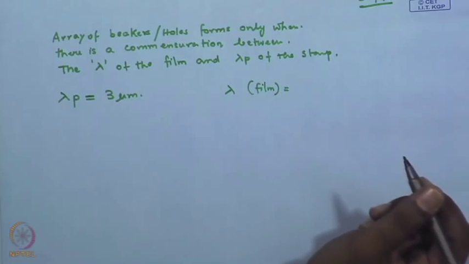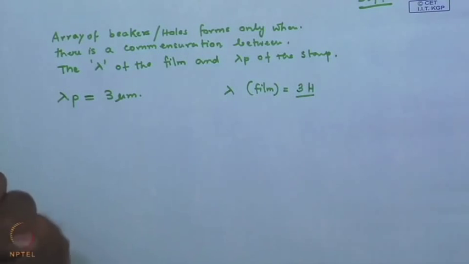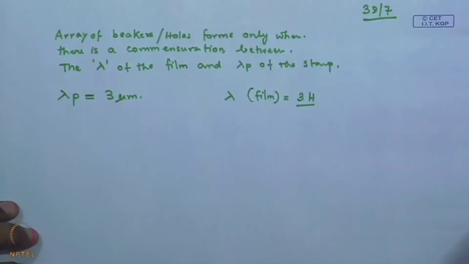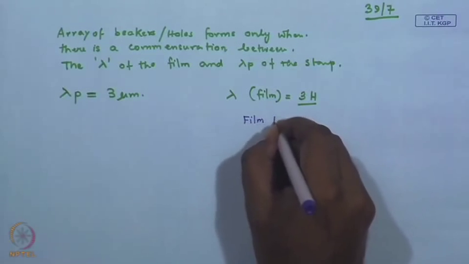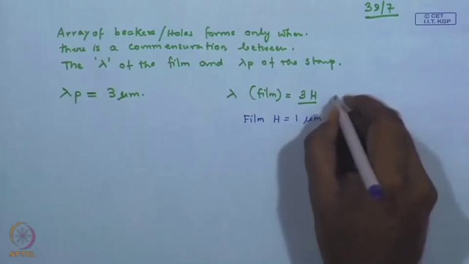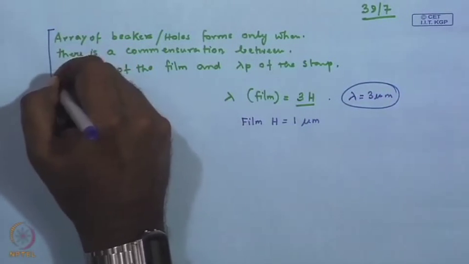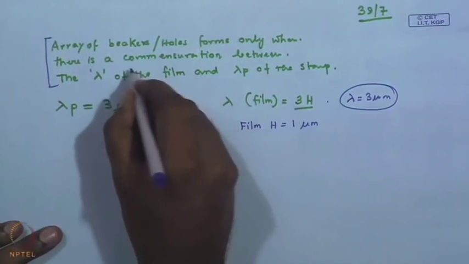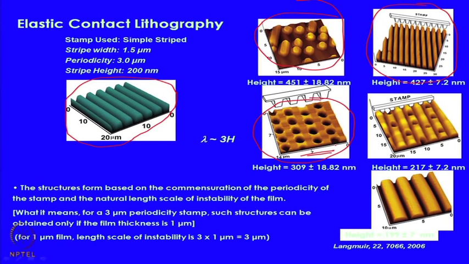If you use a flat contactor, it is going to be 3H. This is a shortwave instability for elastic contact lithography, elastic instability. So, if you take a film now, then only lambda becomes 3 micron. So, what this statement means, that there is a commensuration between lambda and lambda p, implies that this type of ordered 2D structure forms from a simple 1D pattern stamp only when lambda p and lambda match.